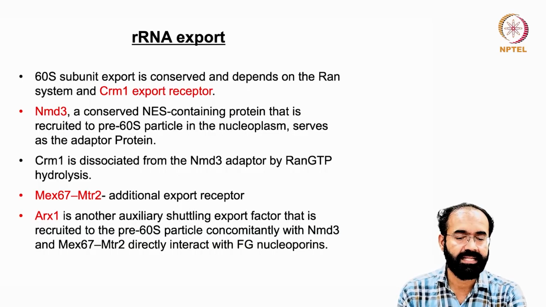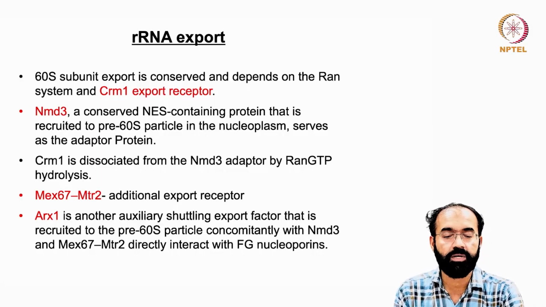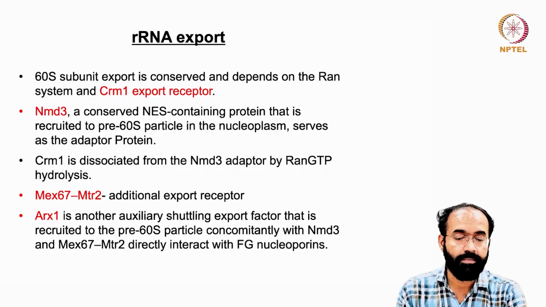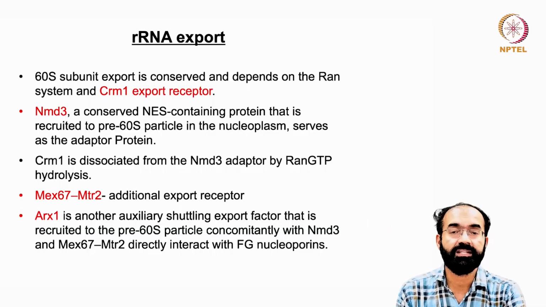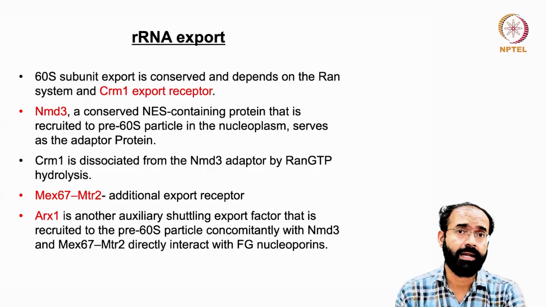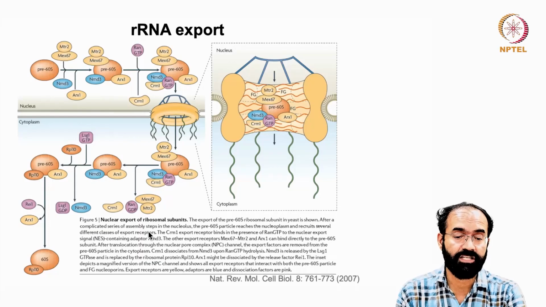And finally there is ARX1, which is the auxiliary protein export factor that is recruited to the pre-60S particle concomitantly, meaning subsequently, with NMD3 and the MEX67 MTR2 dimer, and they directly interact with the FG nucleoporin. So it's a systematic step where the CRM1 export receptor, NMD3, MEX67 MTR2 heterodimer and ARX1 protein come together and they assemble for the 60S ribosomal RNA complex formation in the nucleus.